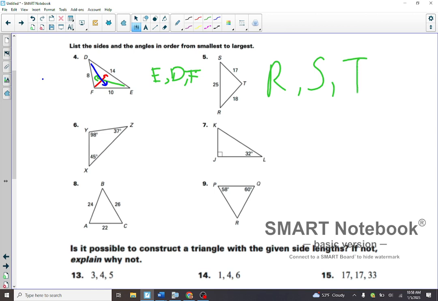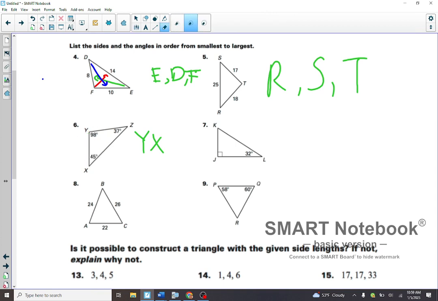Now I have the angles. What's opposite now is the sides. So the smallest angle is Z at 37, and the opposite side is this side here. So X is going to be the smallest. I don't get that. How is it the smallest? What do you mean? Okay, slow down. All right, let's.